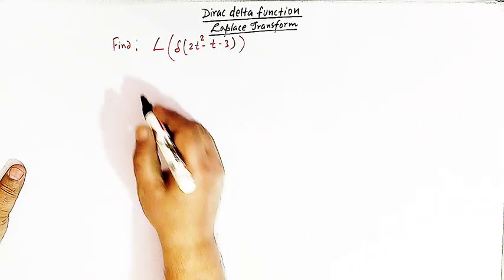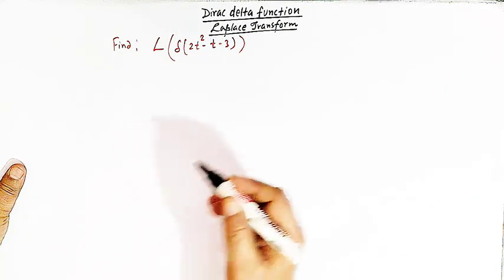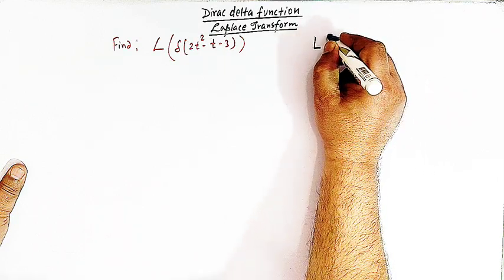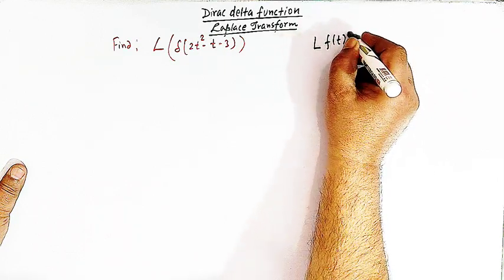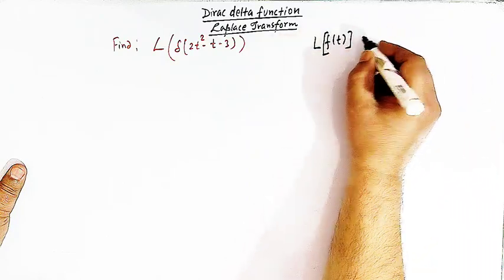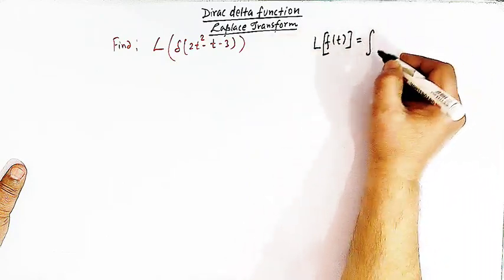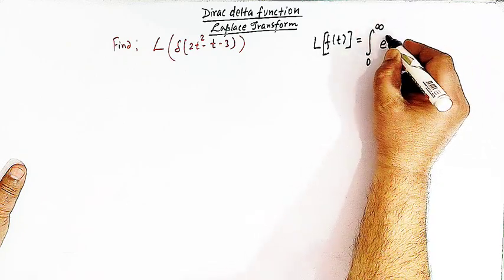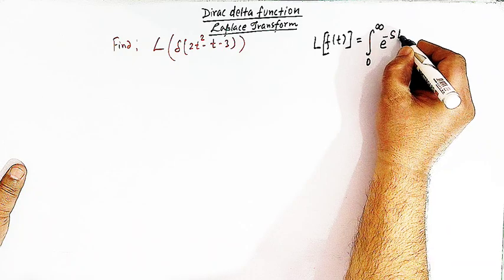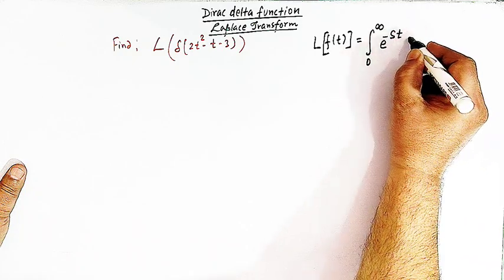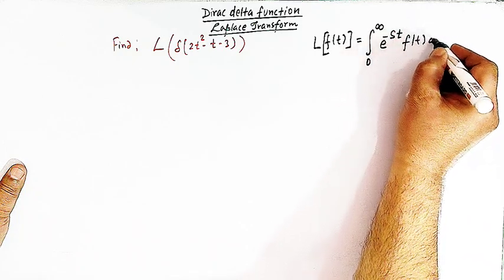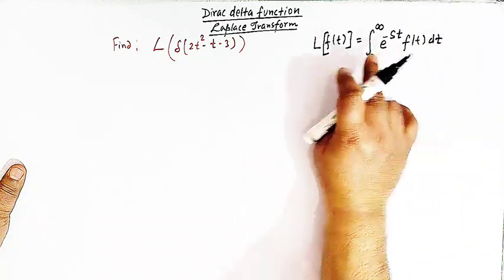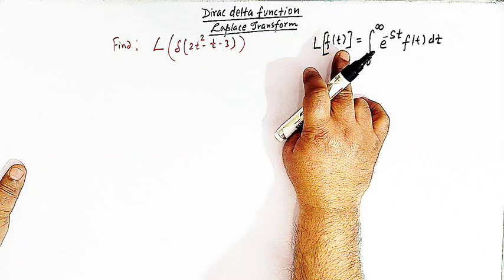So let us first take the definition of Laplace transform of a function. Suppose we have a function, say f of t, right? Then the Laplace transform of this function f of t is given by this integral, that is 0 to infinity, e raised to minus st, and here we have the function f of t dt, right? So this is the definition of Laplace transform of function f of t.